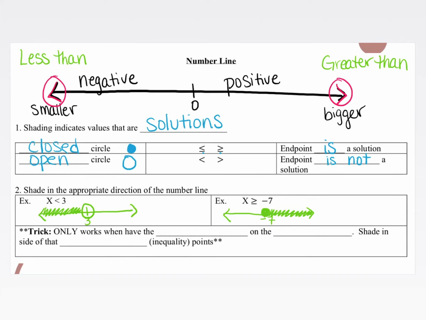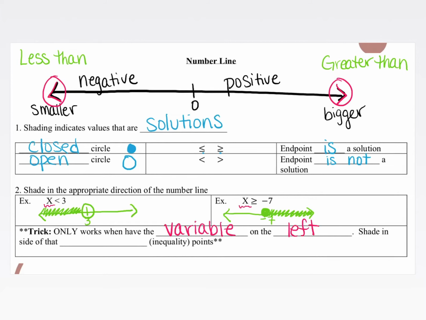Now there is a trick when shading on an inequality line. However, this only works if we have our variable listed on the left. So for example, in my examples here, we have x is less than 3 and x is greater than or equal to -7. This trick does not apply if your variable were on the right-hand side.